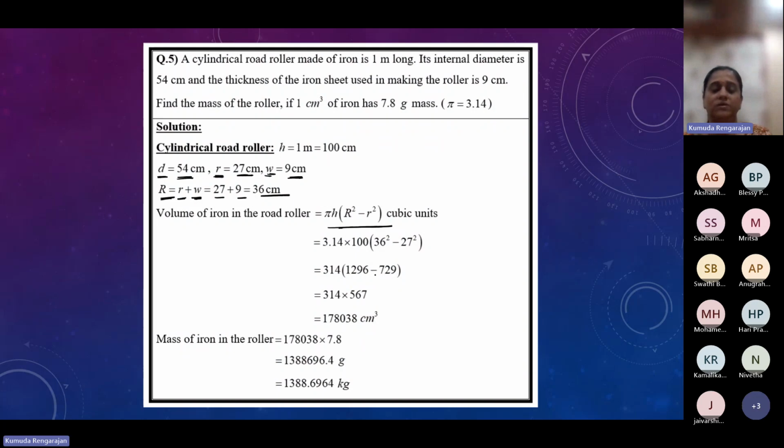Volume, this is the formula. Substitute. Multiply by 7.8. You get so many grams. Convert that to kilograms by dividing by 1000. So many kilograms.